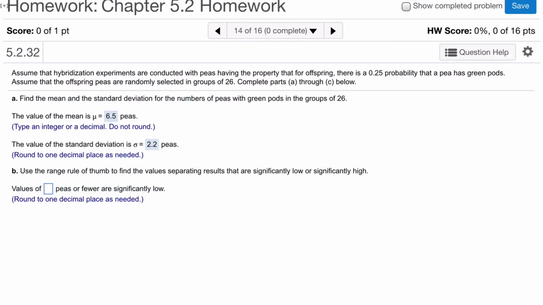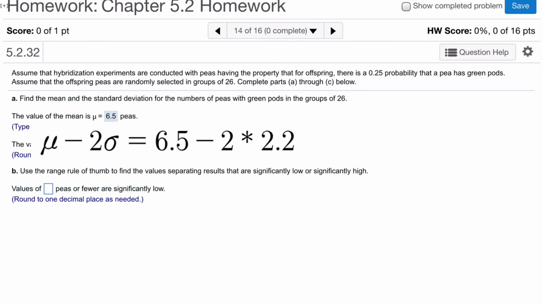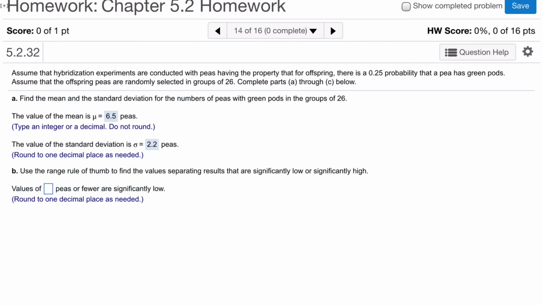So in order to find the number of peas or fewer that is significantly low, we should multiply the standard deviation by 2 and then subtract that value from the mean. So we will find 6.5 minus 2 times 2.2. This gives us a value of 2.1.